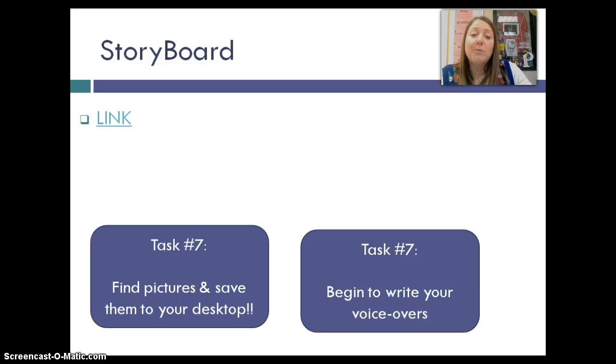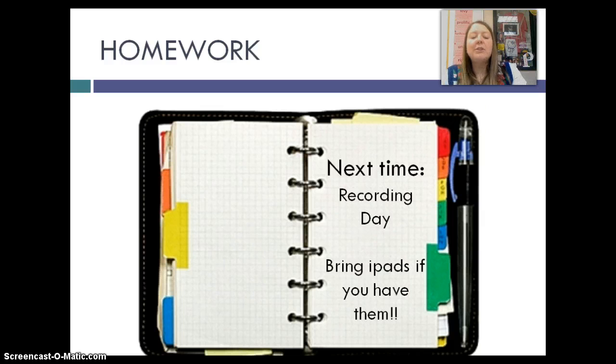So at this point, what I'd like you to do is task 7. What you're going to end up doing is finding a bunch of pictures about these topics and saving them to your desktop or to a particular folder. Don't just copy and paste into a document. Save them to a folder. Then in task 7, you can actually begin writing your sentences that you'll say as you narrate over those pictures. Come Friday, you'll have a recording day.